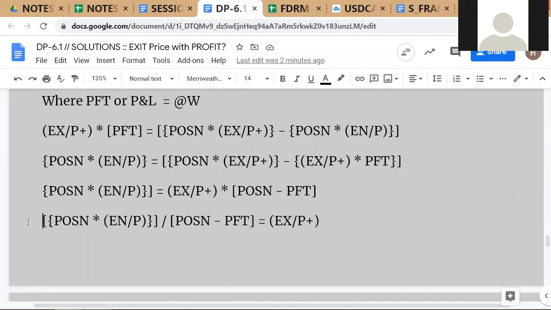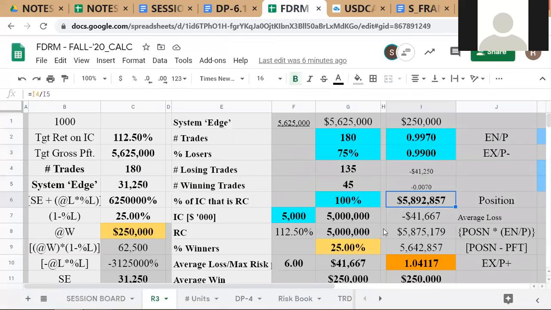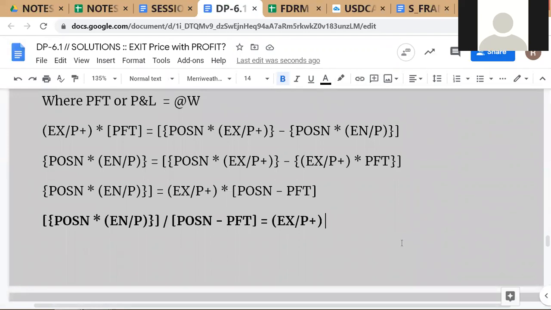Maybe the final solution we can put in bold. We're going to use this formula to calculate. Very easy. We just put this into the spreadsheet: position into entry divided by position minus profit. The question here is, if these are my system requirements, I need to generate this much return. What is the price at which I should exit with a profit? So I do this: position into entry divided by position minus profit.